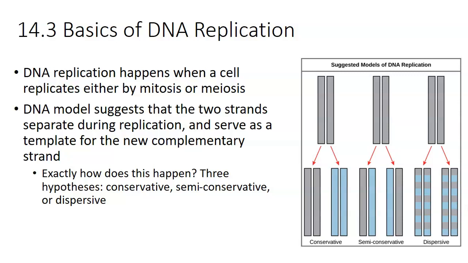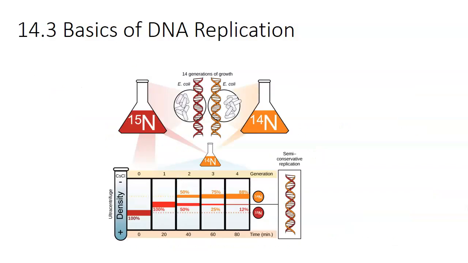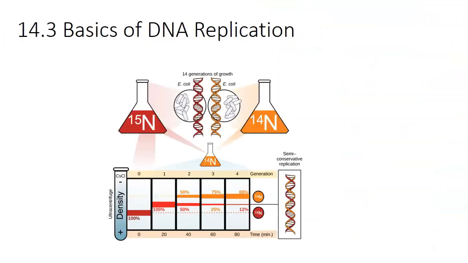And so let's look at the study that was performed. Okay, so the model organism used in this study was E. coli. And this study was done by two scientists named Meselson and Stahl. Very famous experiment. A little bit difficult to understand. I'm going to actually go here. Okay, so there's a verbal description here. And then here, I'm going to show you what's from your book. And then this is from a past book. So we'll go through it a couple of times.